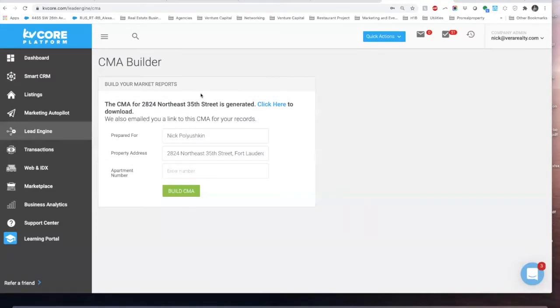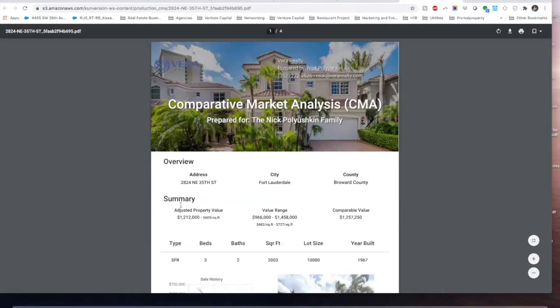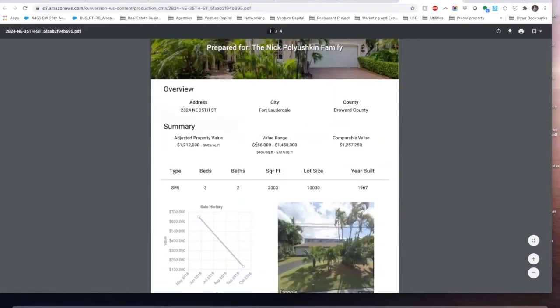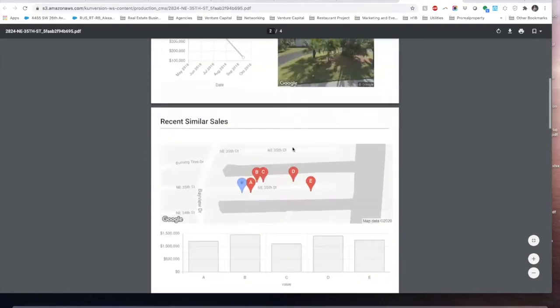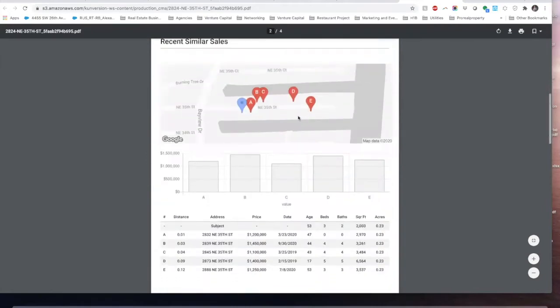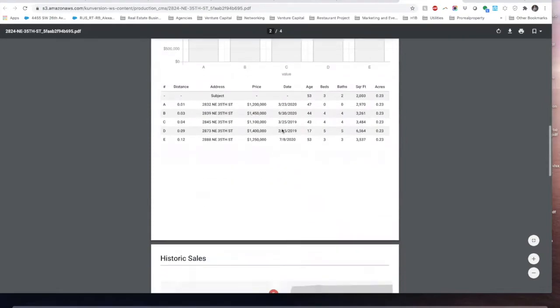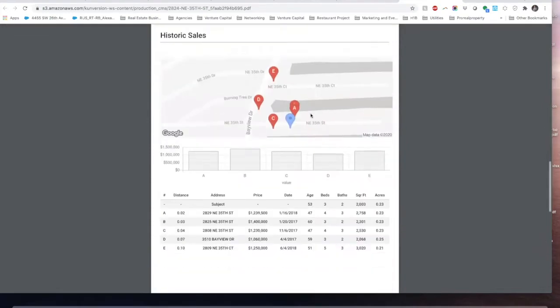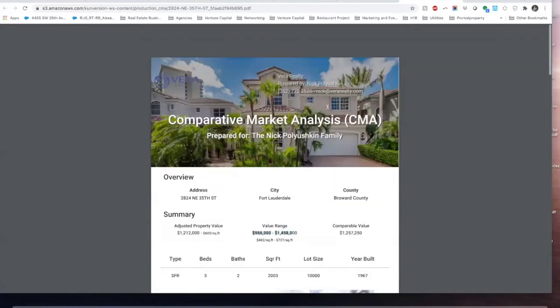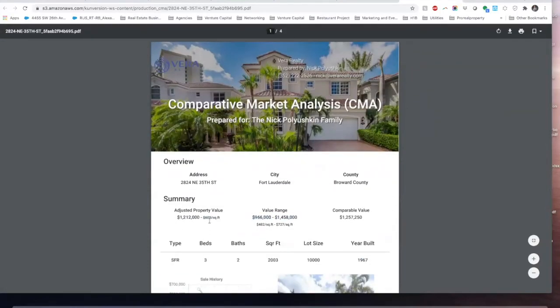So the CMA was generated. So we click here. And then it gives us the property value, the range, and it based it on the similar sales and active listings and historic sales. So it takes into consideration all that. So based on CMA, we have a price of adjusted property value $605 per square foot, 1.2, and the value ranges from 966 to 1.45.